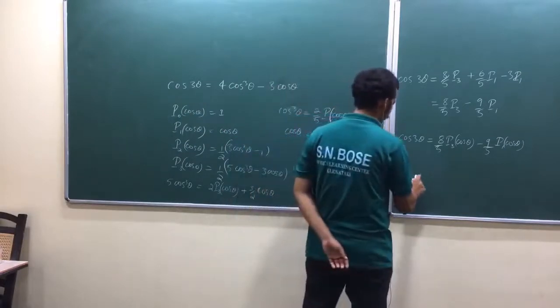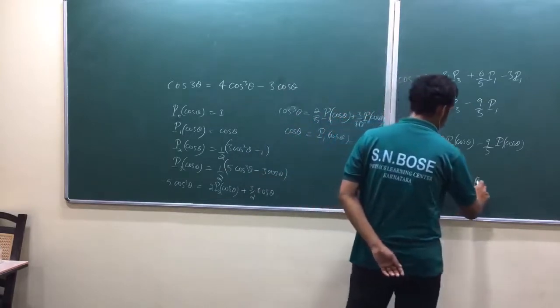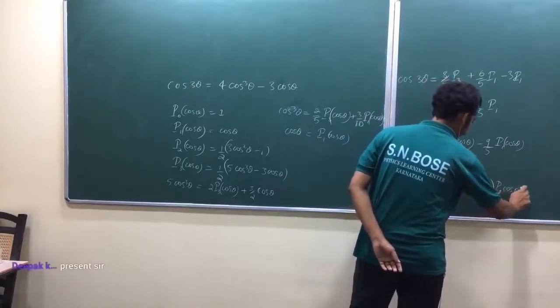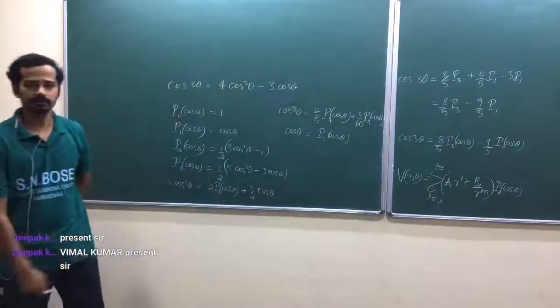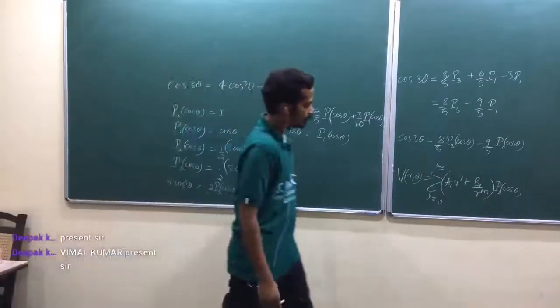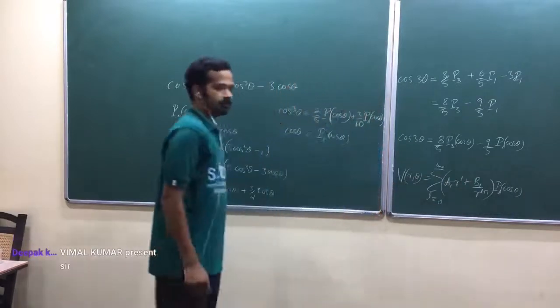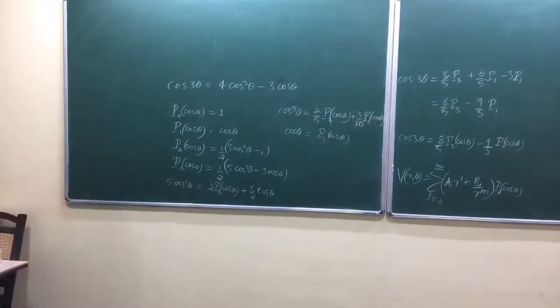V of r comma theta is the sum of A_l r to the power l plus B_l by r to the power l plus 1, times P_l of cos theta. Am I right? Depending on inside and outside, you have to choose them. Inside, you have to choose B_l equal to 0. Outside, you have to choose A_l equal to 0. Isn't it? Is that okay?